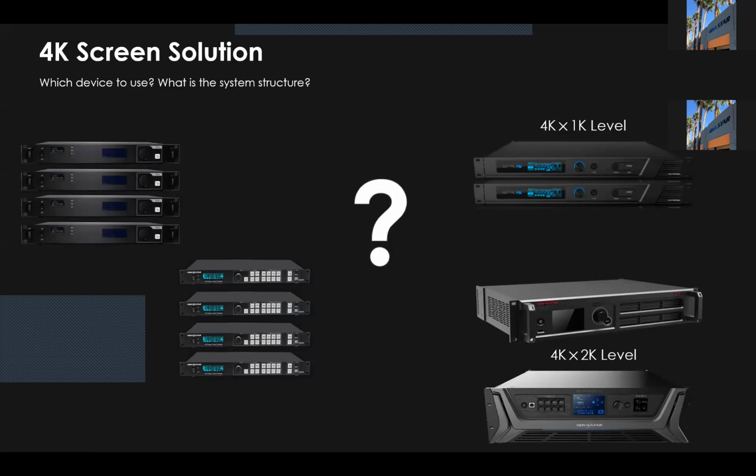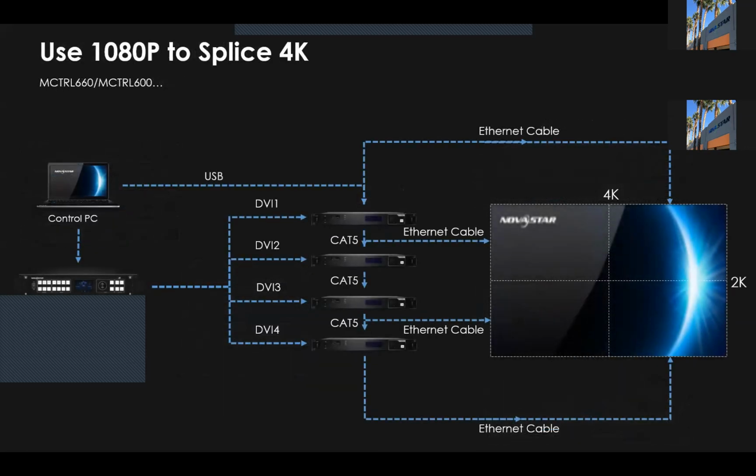But how can we make this solution? Let's say the first thing, if we use 4 pieces of M Control 660, we need to divide the screen into 4 parts, and for each part we use one piece of M Control 660 to load, which is Full HD level. We need to use the Ethernet cable to cascade the 4 pieces of M Control 660 in order to control them together. Regarding the video source, we need a 4K video splitter which supports 4 synchronous video outputs to each M Control 660.